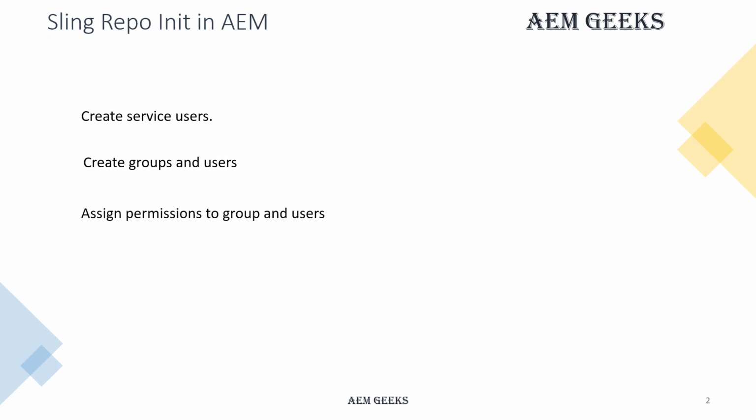And you have to assign permissions to groups and users, and you have to add users to groups. So some of these things you have to do manually, and for some of the tasks you have to take help of ACS Commons, which is already a complex solution. And ACS Commons is not completely supported in AEM as a Cloud Service as of now. Definitely it will be supported in future.